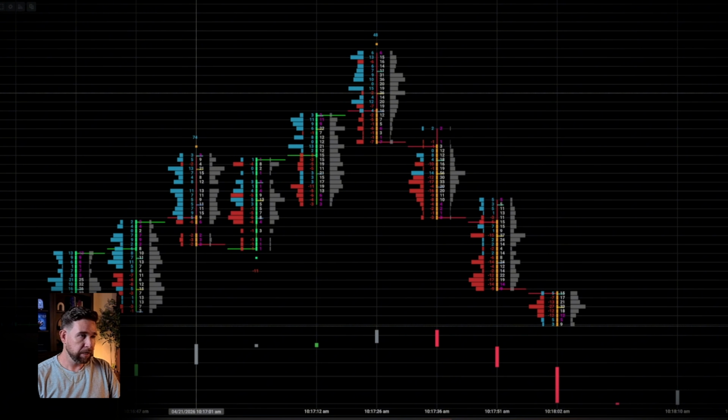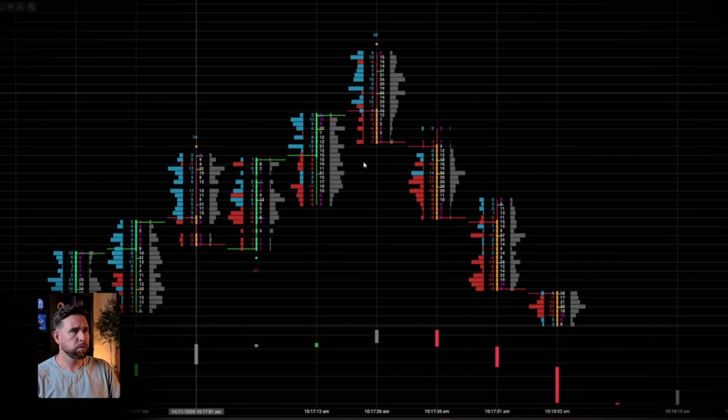Now on the bottom here is the cumulative delta. This gives me a visual representation of the cumulative delta, the difference between aggressive buyers and sellers in this full 10-point range for each one of these bars.